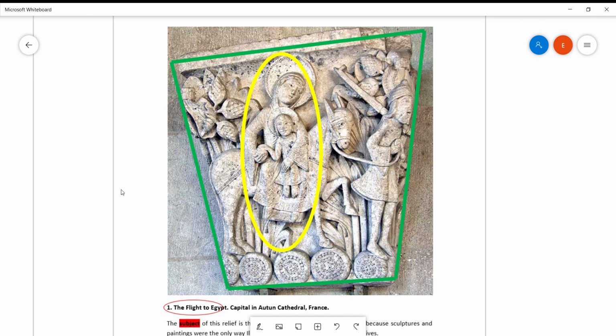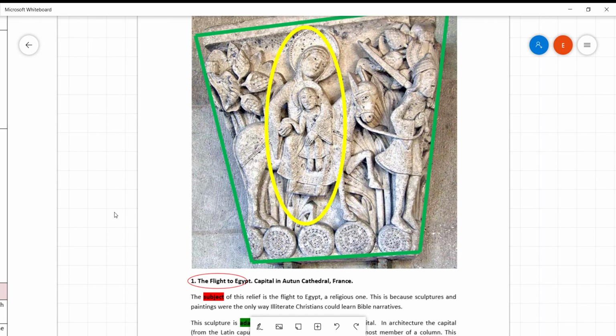And we have that in painting also. You will see the representation of Jesus or God or the Virgin Mary is always going to be larger than the other characters, okay.